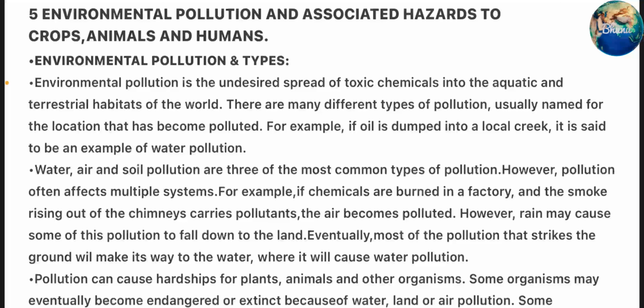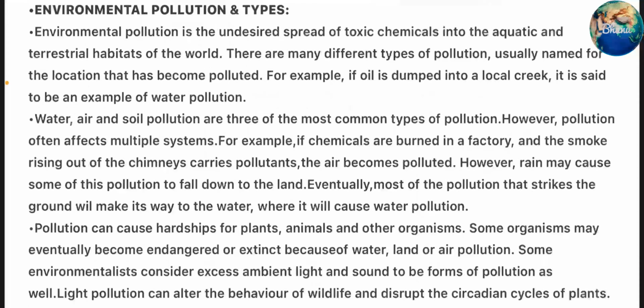However, pollution often affects multiple systems. For example, if chemicals are burned in a factory and the smoke rising out of the chimneys carries pollutants, the air becomes polluted. However, rain may cause some of this pollution to fall down to the land. Eventually, most of the pollution that strikes the ground will make its way to the water, where it will cause water pollution. Pollution can cause hardships for plants, animals, and other organisms. Some organisms may eventually become endangered or extinct because of water, land, or air pollution.